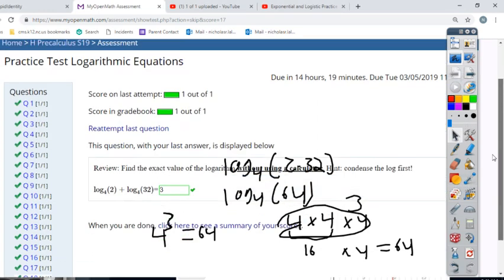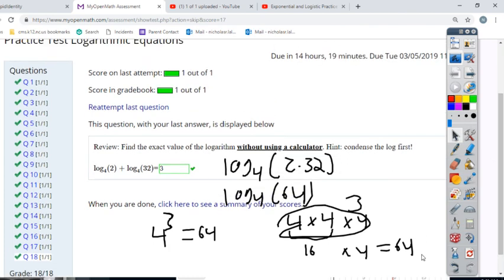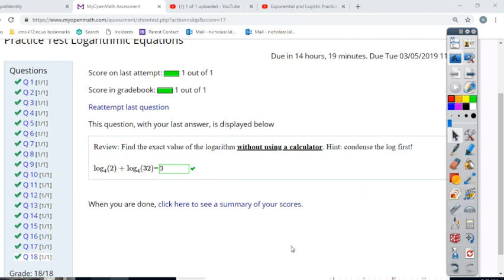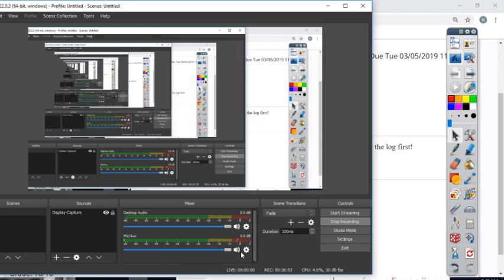All right, got it right. That is all 18 questions, step by step. Hopefully this will be a helpful resource for your test tomorrow. All right. Stop.